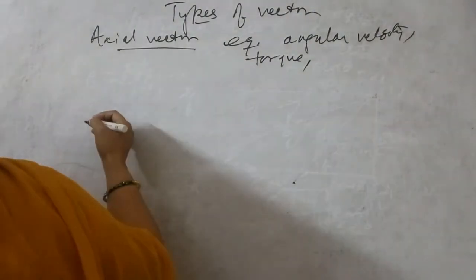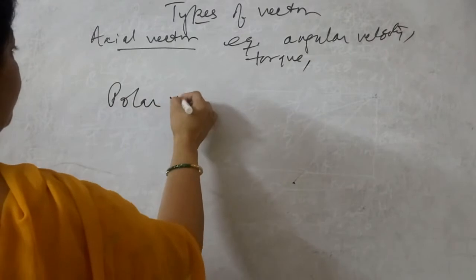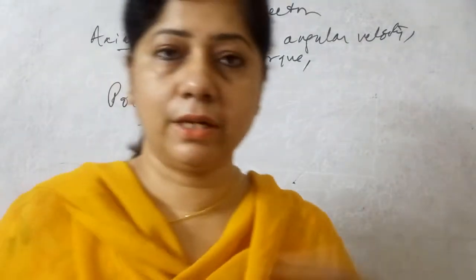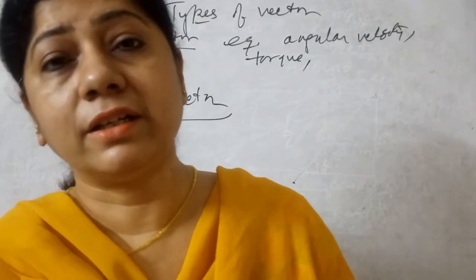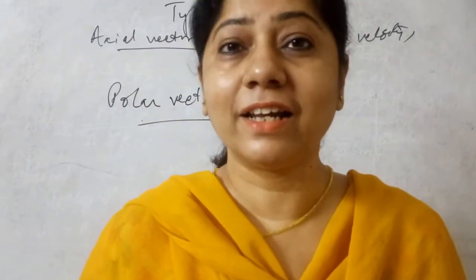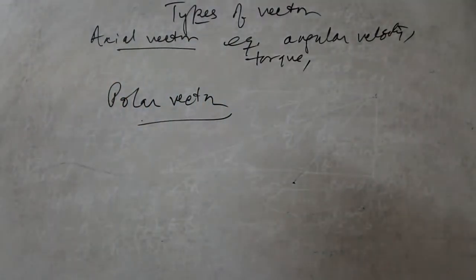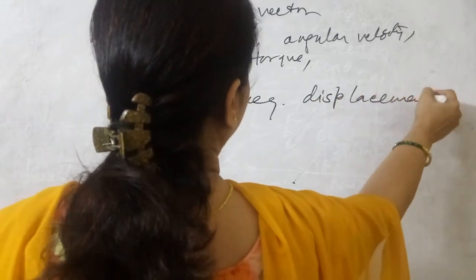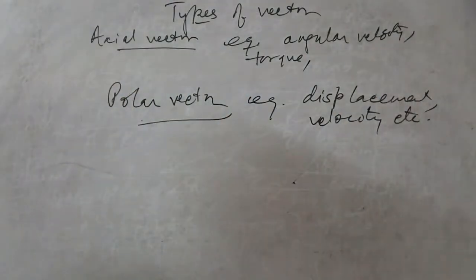Next, let us talk of the polar vector. In a polar vector, we have a physical quantity that starts from a specific point, and you can locate that point. It has a starting point and is in a straight line, and we call this a polar vector. We can have many examples here: displacement, velocity, etc.